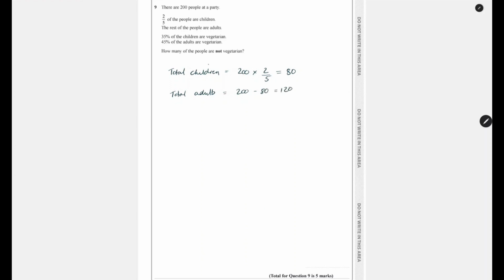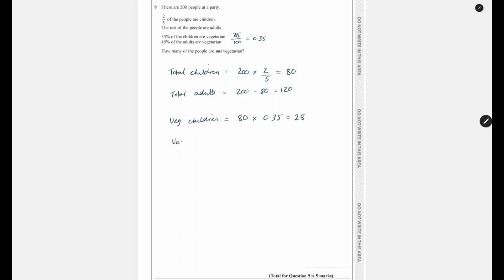So that's the total number of adults. 35% of the children are vegetarian, so vegetarian children is 35%, which we're going to change into a decimal. So that's 35 over 100, which is equal to 0.35. So 80 children multiplied by 0.35 is equal to 28. So 28 of the children are vegetarian.